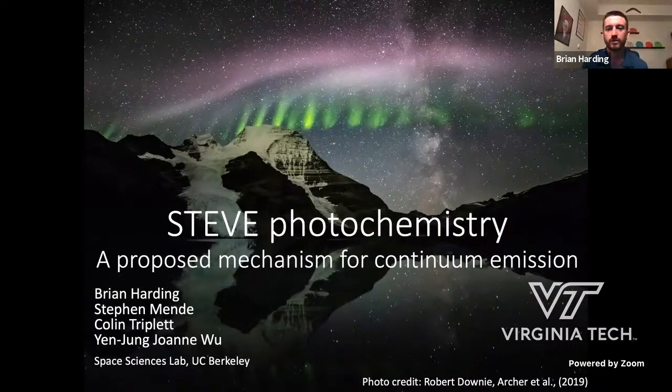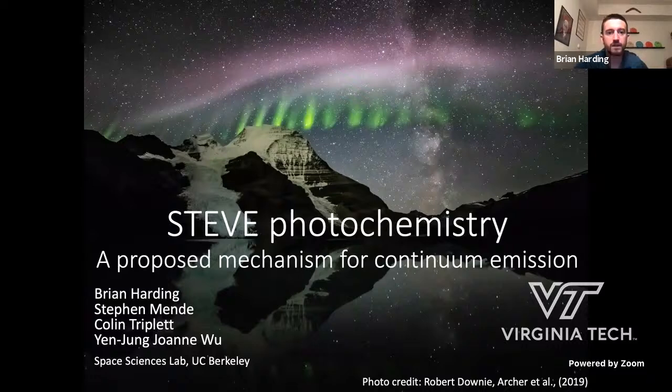So as we've heard, Steve presents a lot of theoretical challenges: how the energy source enters the plasmasphere, how that transmits down to the thermosphere, and finally, how that energy turns into light. So right now, I'd just like to focus on that last question, what is the signal that Steve is giving us? And I'd like to specifically focus on just the upper purple part of Steve.